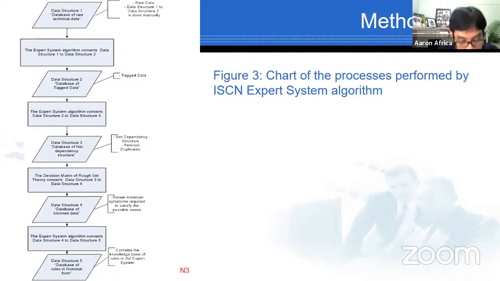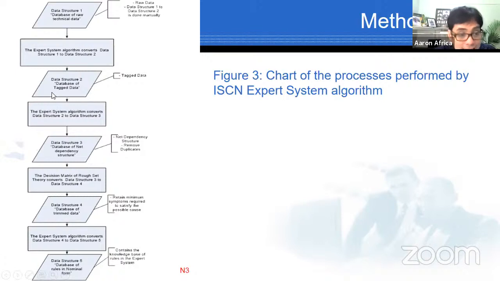Data structure 1 contains the database of the raw technical data. Okay? This database contains the log of the technicians of the possible causes and the symptoms that they experience in the field. The ISCN expert system algorithm tags the possible causes and symptoms of data structure 1. It will be given a corresponding ID, and then it places it in the information table, where the first column contains the case number and the second column contains the possible cause.